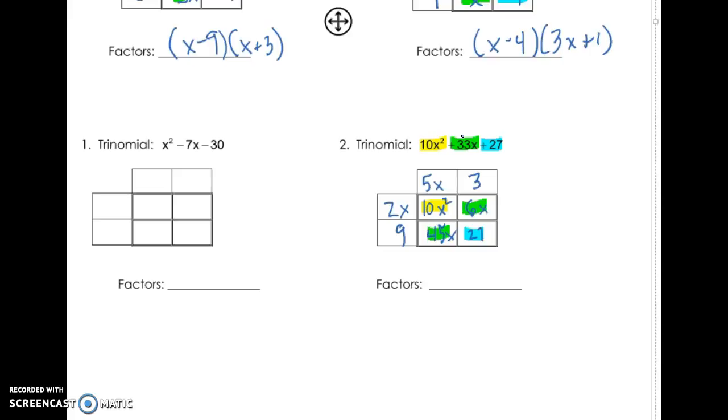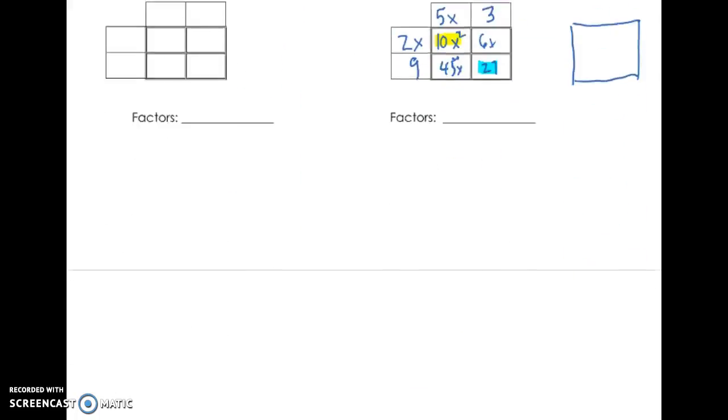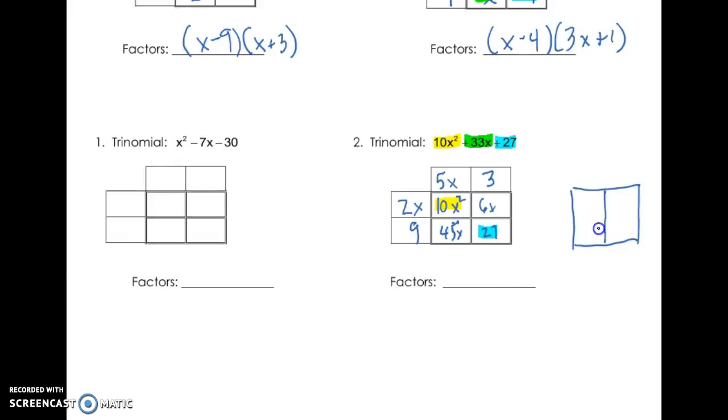But all hope isn't lost. I can erase these if I want to. It probably would be a better idea. Actually, let's draw another area model, using the same basic idea. Whoa, something happened there. Sorry about that. We're going to set up our area model. I'm still going to try the 5 and 2 because I think that's the right combination. It just feels right. And instead of putting the 3 up here and the 9 here, I'm going to switch it. I'm going to put the 3 here and the 9 here.